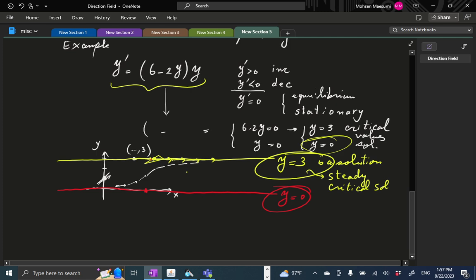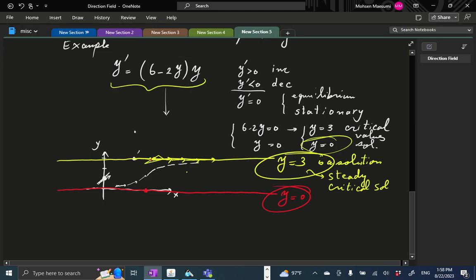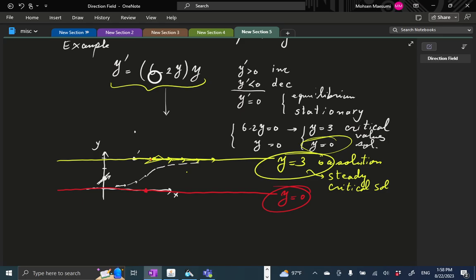above both of these lines? So what if I start at some point up here? Say my y is 5. Well, 6 minus 2 times 5, that's going to be 6 minus 10. It's going to be minus 4 times 5, which is going to be minus 20. So my slope is a negative number. A negative slope, we learned, means coming downward.